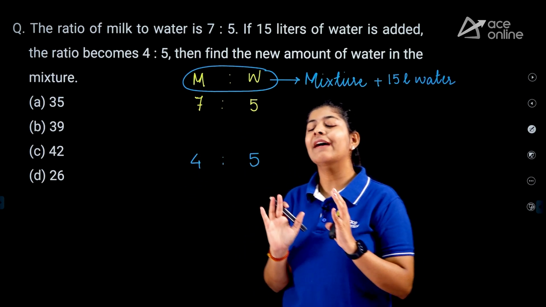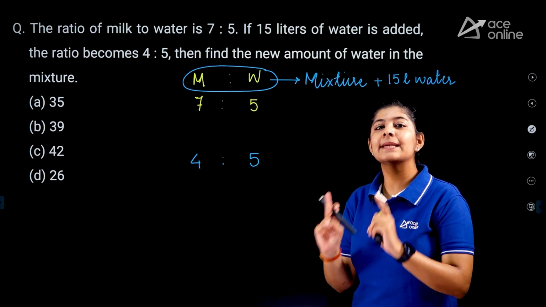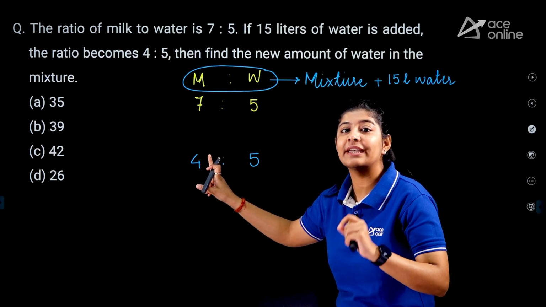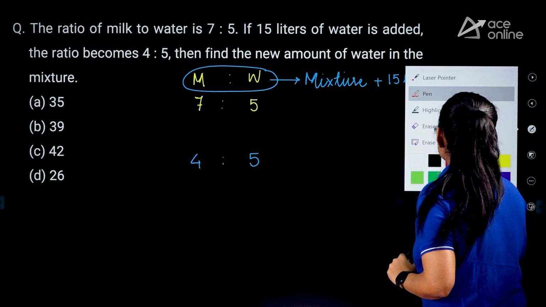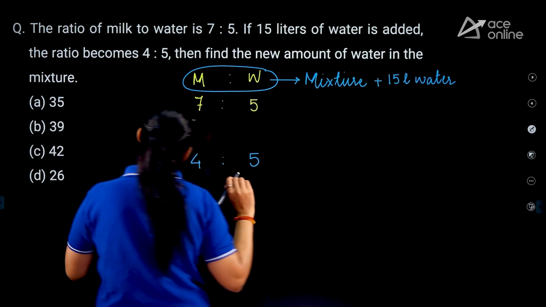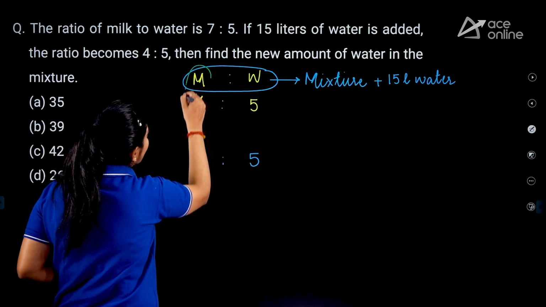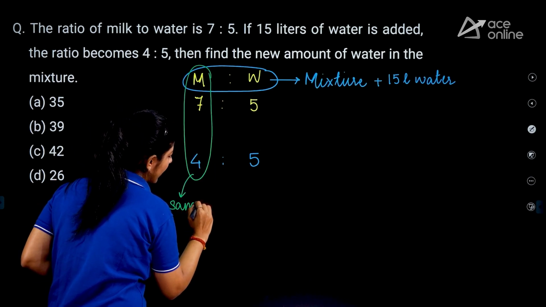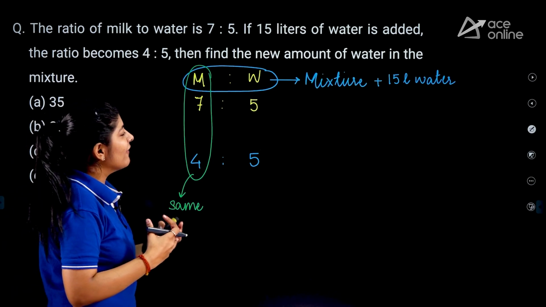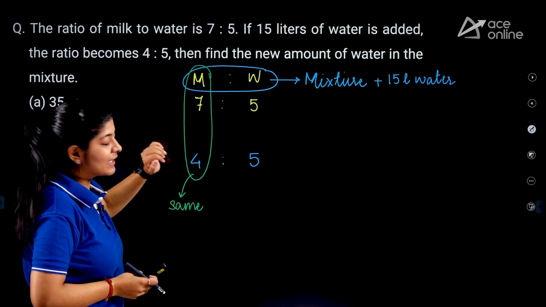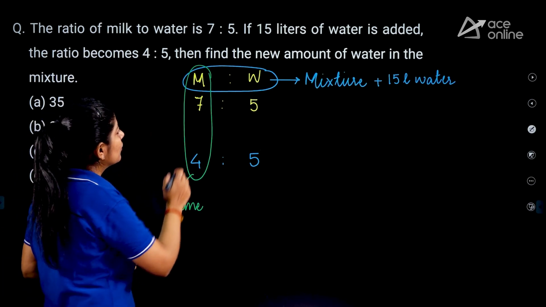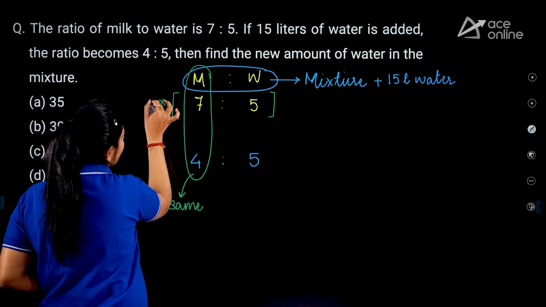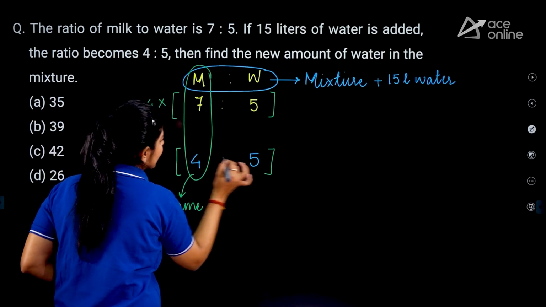Whenever you have these types of problems, just try to make the quantity of milk, the unchanged quantity, equal. So my very first step is to make the quantity of milk the same. If I want to make the quantity of milk the same in both ratios, I need to multiply this ratio by 4 and this ratio by 7.